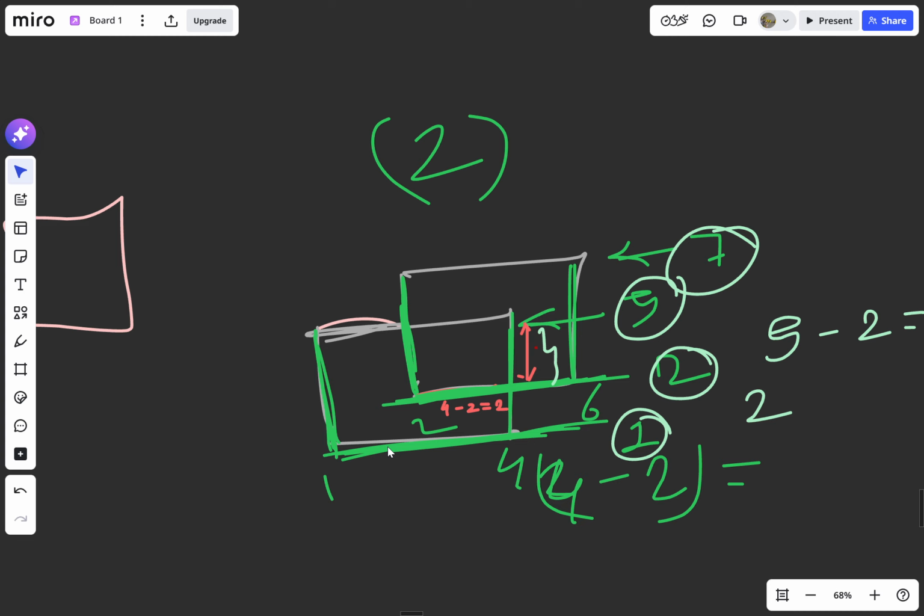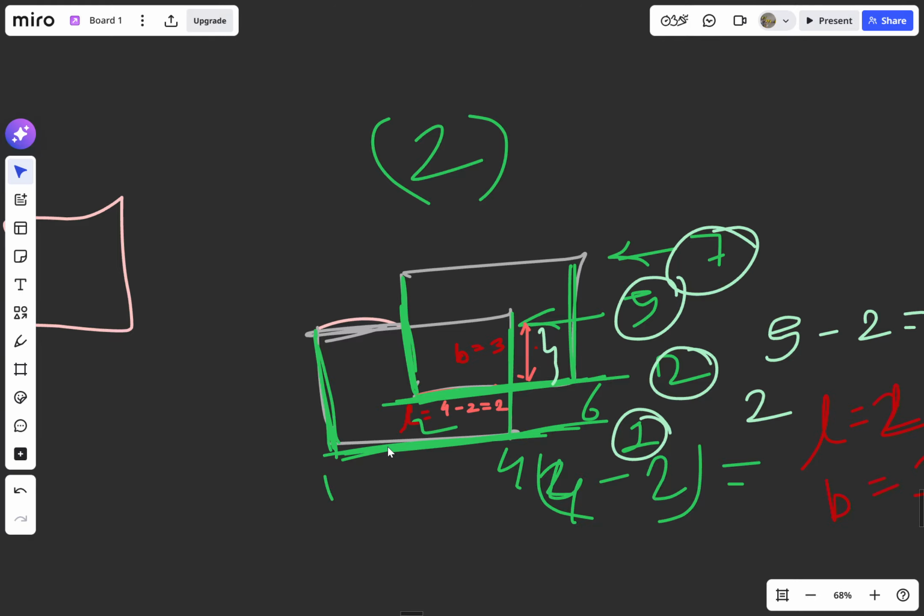Now in this case we have this as length and this as breadth. Let's say this is the length and this is the breadth. So length is equal to 2 and breadth is equal to 3.